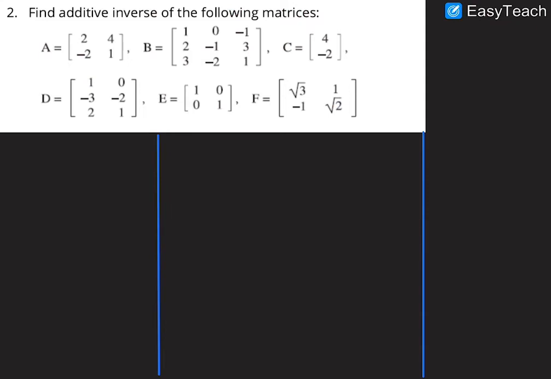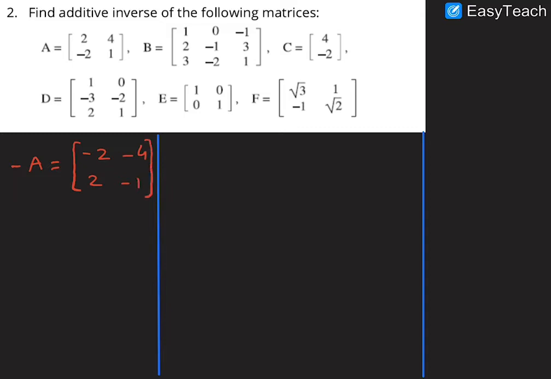Find additive inverse of the following matrices. Additive inverse means you need to take the negative of the matrices. So additive inverse of A will be negative A. Just change the sign of all entries, all elements. Plus will become minus, minus will become plus. So plus 2 is minus 2, negative 4, minus 2 will be plus 2 and 1 will be minus 1.